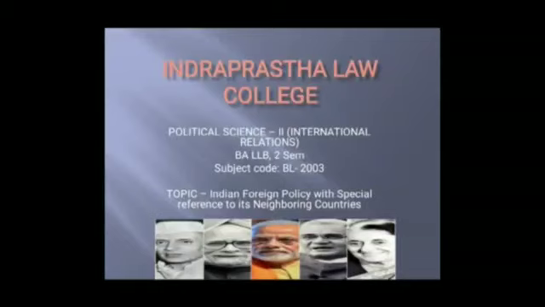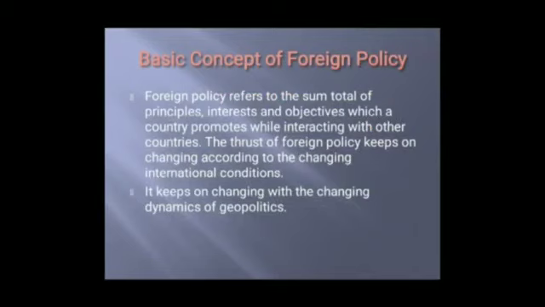Today we will be doing the topic India's foreign policy with special reference to its neighboring countries. Now the basic concept of foreign policy refers to the sum total of the principal interests and objectives which a country promotes while interacting with other countries. The thrust of foreign policy keeps on changing according to the changing international conditions.